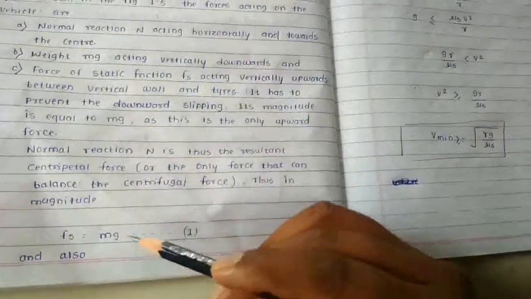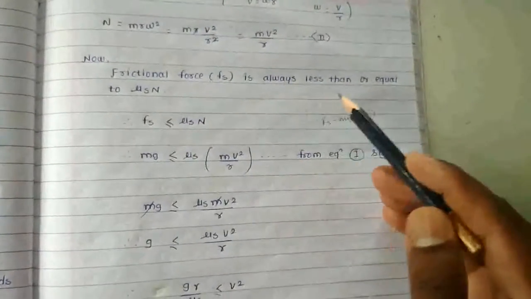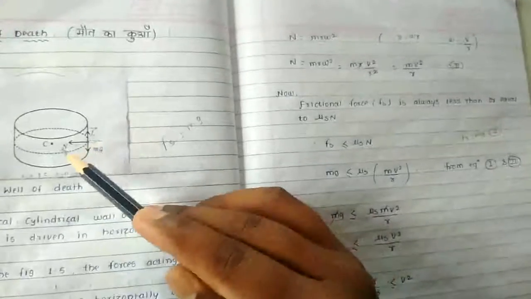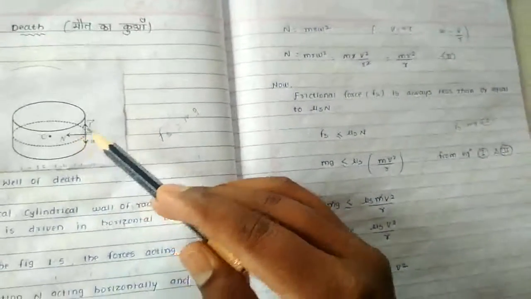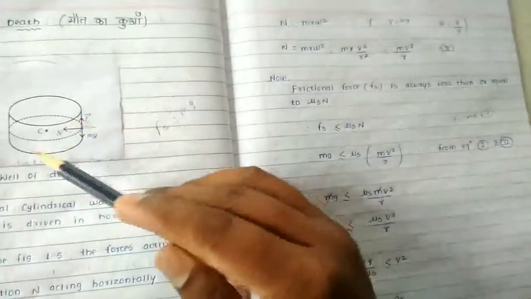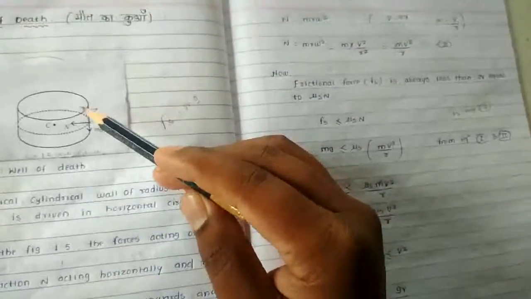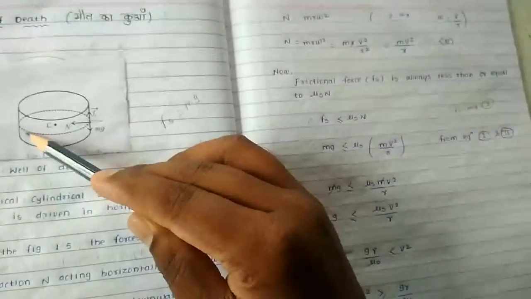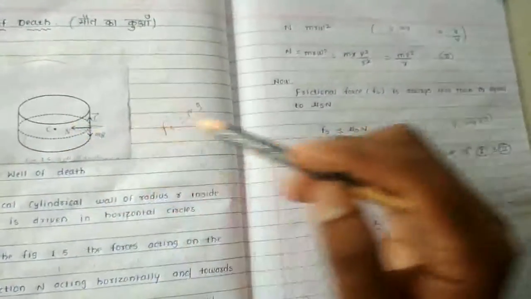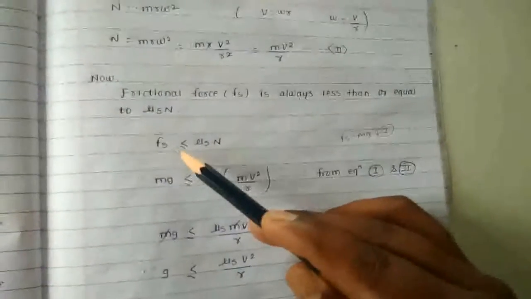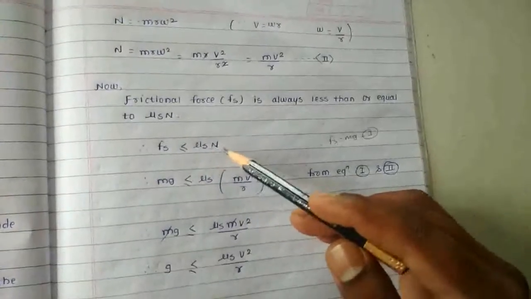The first equation is Fs is equal to mg. Frictional force Fs is always less than or equal to mu s N, where mu s is the coefficient of static friction. Means this frictional force is always less than or equal to this normal reaction force. Only then is the vehicle moving or running with the speed. If the friction is exceeded, the speed of the vehicle is reduced and the vehicle may fall down. That's why frictional force is always less than or equal to mu s N.